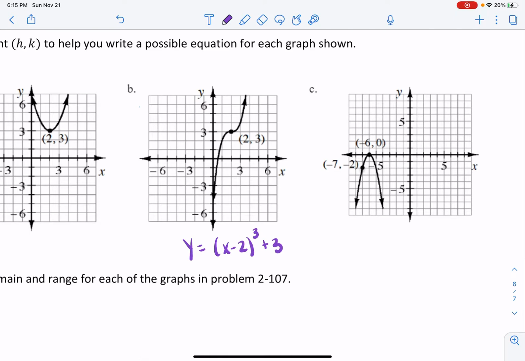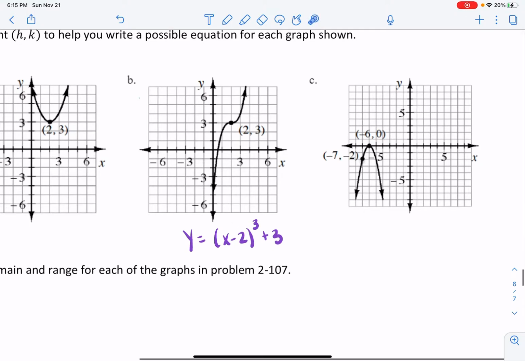Now for part C, we do have even more information than just the vertex like in part A. So I'll show you how we could be really specific, because I can see that it is facing concave down, so that's going to tell me that a is negative, and it's a little bit thinner than the one in part A, so I don't think that it's going to be a negative 1 either. So right away I know for sure that it's going to look something like this. 0 goes here. This is a negative 6, so that'll become positive.